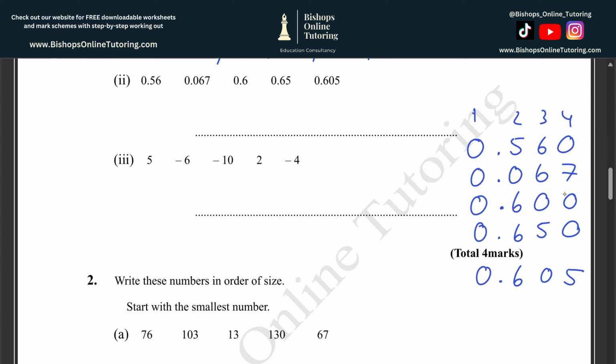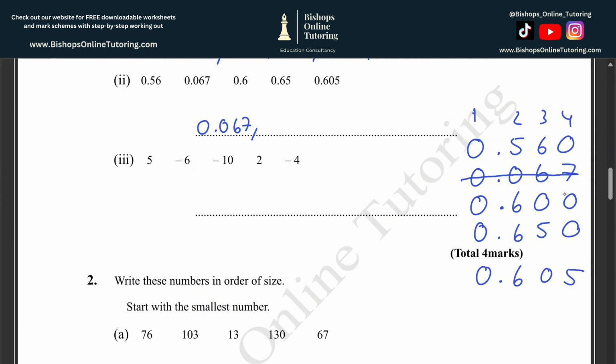Now, in order to solve this, let's look at the first column and then work our way down. So in column number 1, we can see that every single number starts with a 0. So let's move on to column number 2. In column number 2, we can see that we've got a 5, a 0, and then 3 sixes. So then clearly 0.067 is our smallest number. So let's just go ahead and write that down, 0.067.